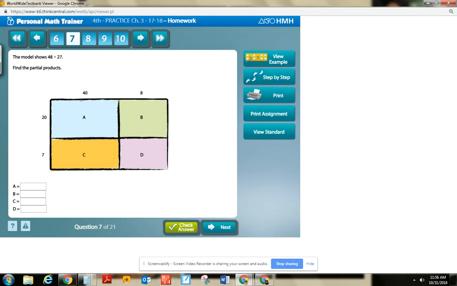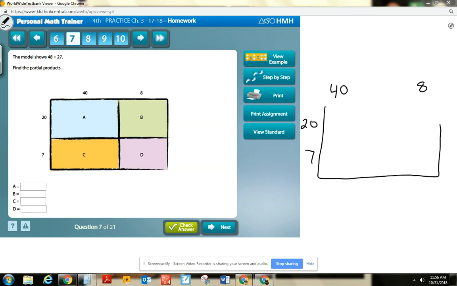So, question 7 wants you to solve 48 times 27 using the partial products, and the big thing with this problem is you have to fill in the partial products for this A section and put in that partial product here. B, here, C, and D. So you need to definitely make sure that you are copying your problem down just like how it is on your screen.